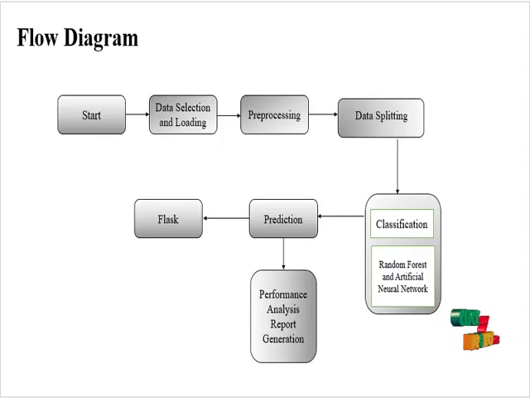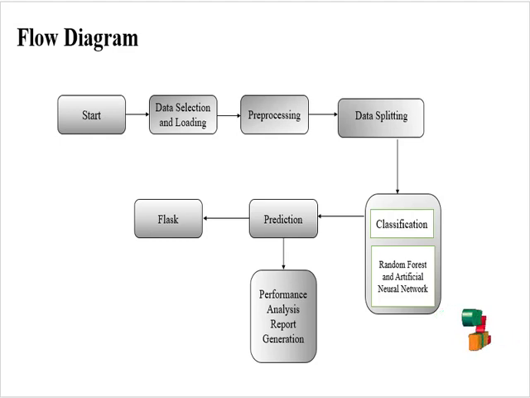Now we are going to see our project flow diagram. Our process is going to start with data selection and loading. Here we are going to select data based upon the banking sector, and then the second module is data pre-processing. Data pre-processing means cleaning our data set, and then data splitting. Data splitting means here we are going to split our data into a training part and a testing part. And then classification, where we are going to implement the algorithm.